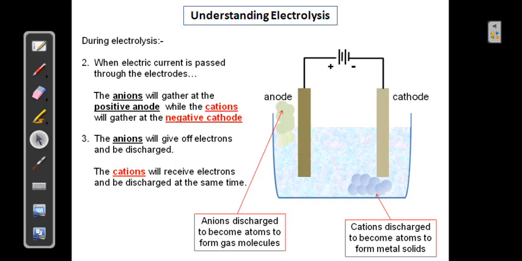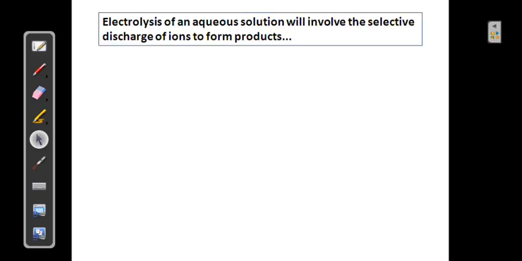So I think this is very much clearer, because when there is too much writing in a diagram, it can be confusing, your eyes can be blurred. So I try to make it as simple and as clear as possible. So electrolysis of an aqueous solution will involve the selective discharge of ions to form products. Remember, electrolysis of an aqueous solution will involve the selective discharge of ions to form products.